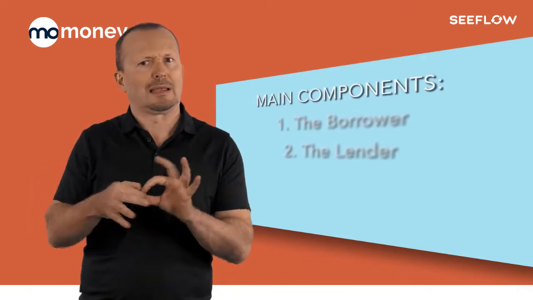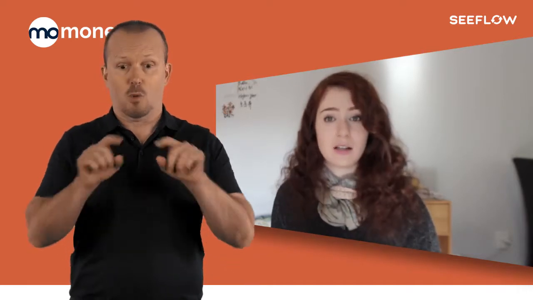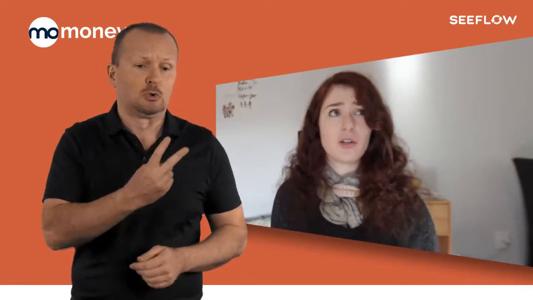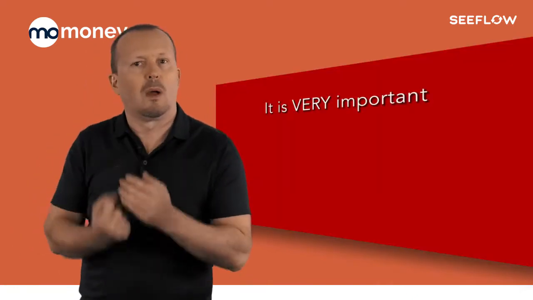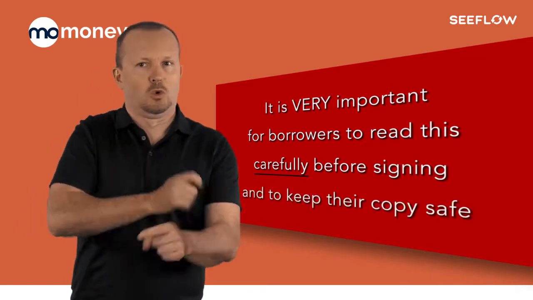Number three, the contract. This is the formal signed agreement stating the rights and responsibilities of both the borrower and the lender. Regardless of whether it's 2 pages or 20 pages long, every contract is required to disclose certain information that we'll go over a bit later that ensures the borrower fully understands the contract and knows what they can do if they can't meet their obligations. It is very important for borrowers to read this carefully before signing and to keep a copy safe.